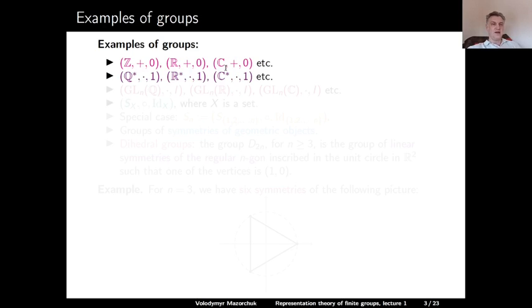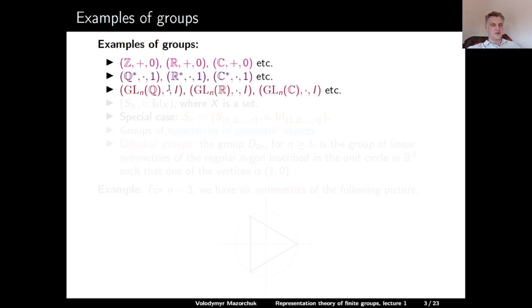Then we have number groups with respect to multiplication. So for example, the group of non-zero rational numbers with respect to multiplication and with the identity element 1. The group of positive real numbers with respect to multiplication and with the identity element 1. Or the group of non-zero complex numbers with respect to multiplication and with the identity element 1.